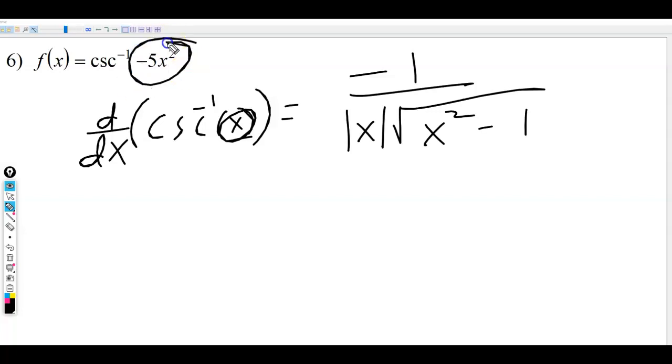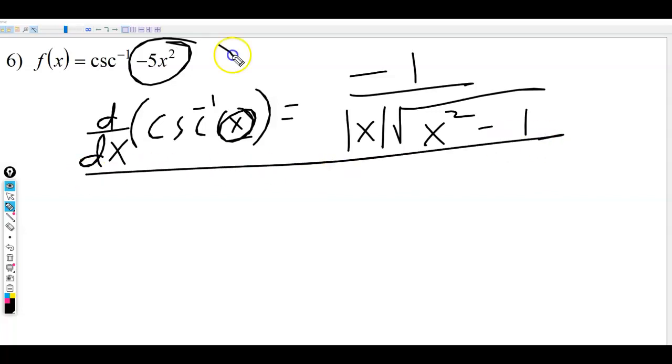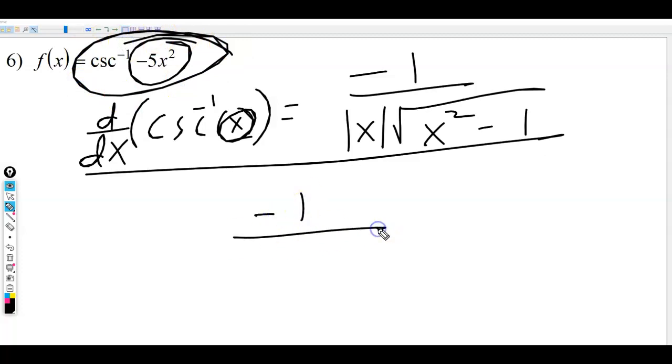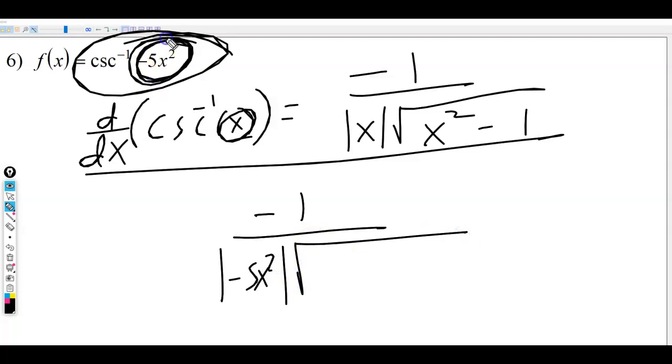However, in this case, this is a chain rule. Also, we have the derivative of the inside. So what will this look like? Well, this is just a formula. So let's go ahead and apply that formula to this actual problem now. So it's going to be negative 1 over the absolute value of the inside times the square root of the inside thing being squared. So that would be 25x to the 4th minus 1.